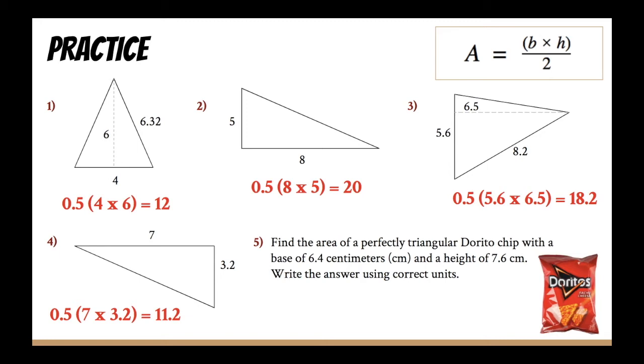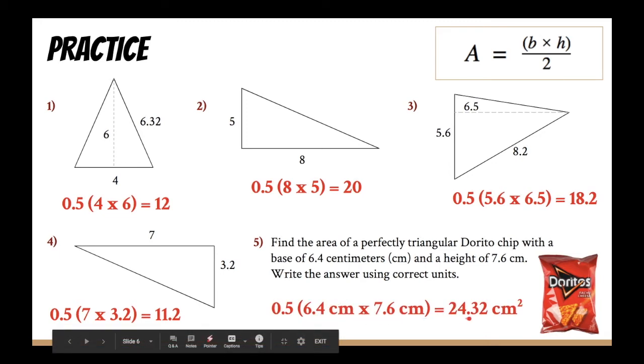The answer will be revealed in 3, 2, 1. 6.4 times 7.6 divided by 2 is equal to 24.32. Since we're multiplying centimeters by centimeters, the area will be in square centimeters.